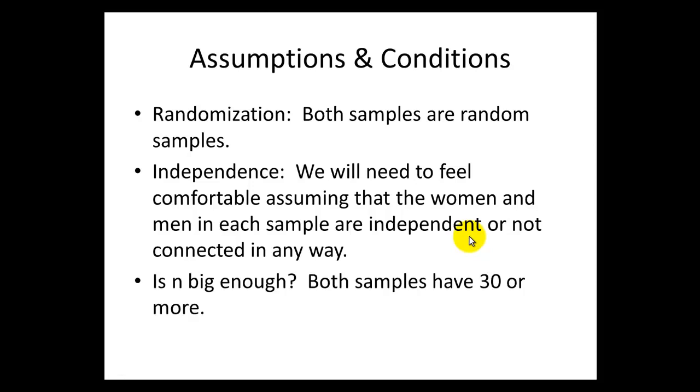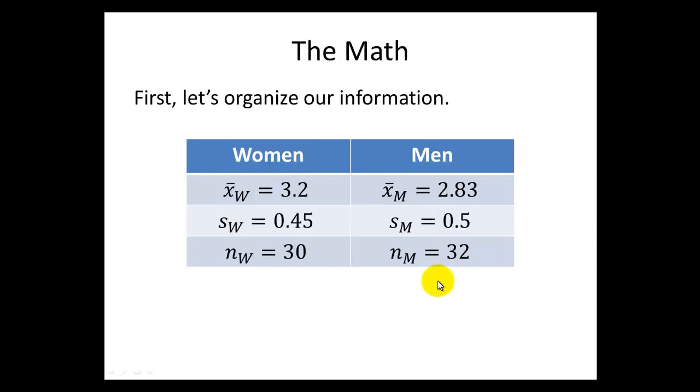And lastly, we want to make sure that our N is big enough. So both samples need to have 30 or more. Let's organize our information. There's a lot of numbers given to us within the text of the problem, and what I'm doing with this slide is just organizing it. Putting a little table together with women and men and putting down the mean, standard deviation, and sample size for each. This will be helpful when I enter this into a software package.